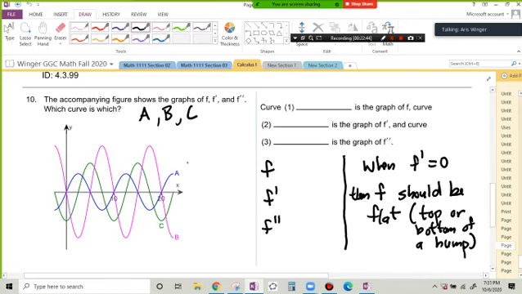We got A is blue, B is pink, C is green. All right, so let's see. So it looks like here when A crosses here, so when A is 0, so here's a place where both A and B are 0, and C is at a hump, okay? Now, when A gets positive, it looks like C starts increasing.